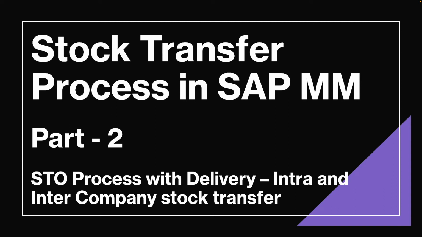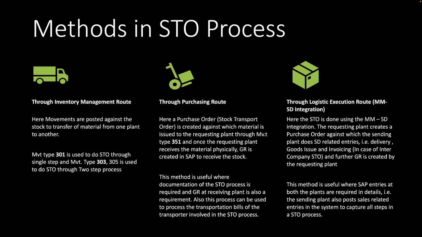So today we are covering the second part of the series on stock transfer process in SAP MM. In our earlier video, we covered the stock transfer process through inventory management route and purchasing route. We saw how we can transfer inventory from one plant to another through inventory management by posting movement type 301 for single step transfer and movement type 303 and 305 for two-step transfer.